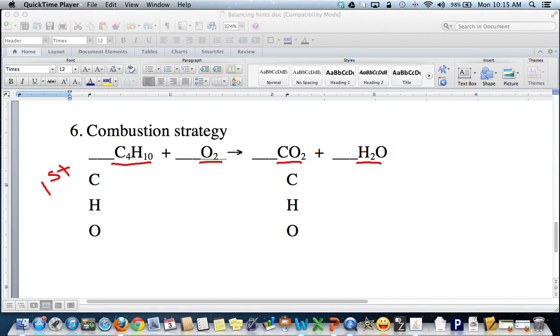You don't really even have to tally up on either side. Balance the carbons first. How many carbons on the reactant side? 4. How do I get 4 carbons on the product side? Put a 4 here. So far, so good.